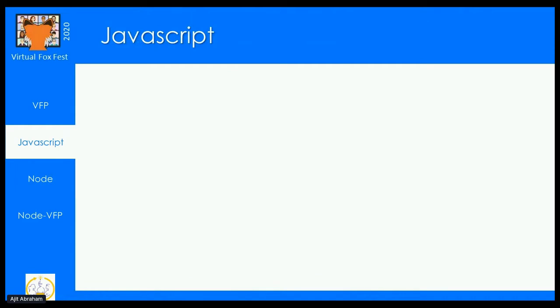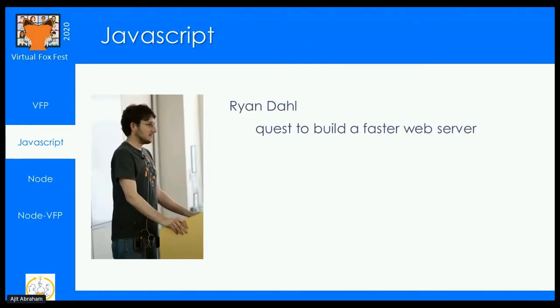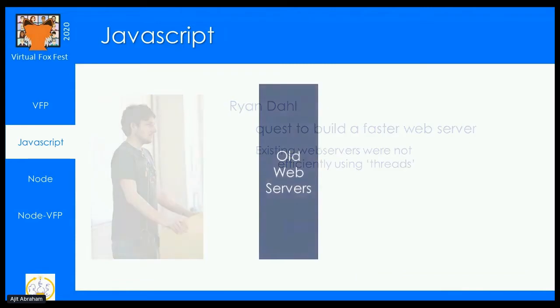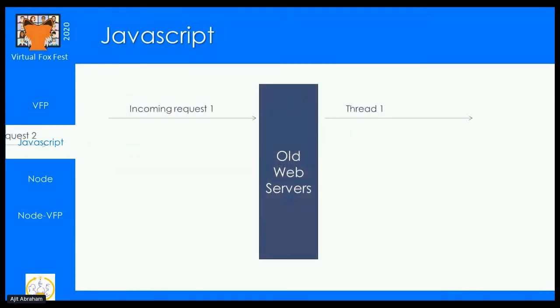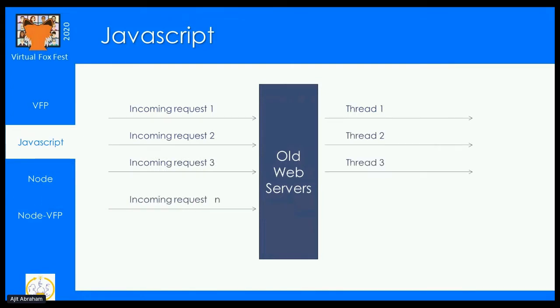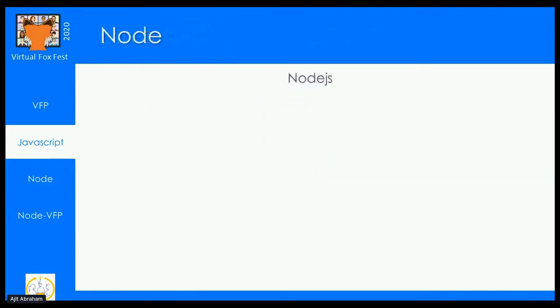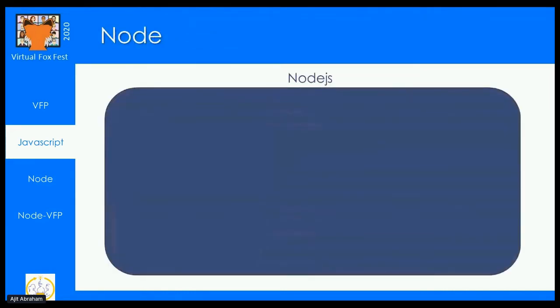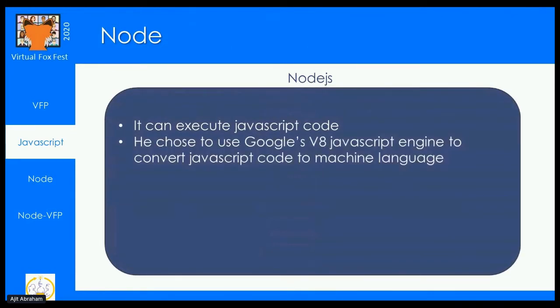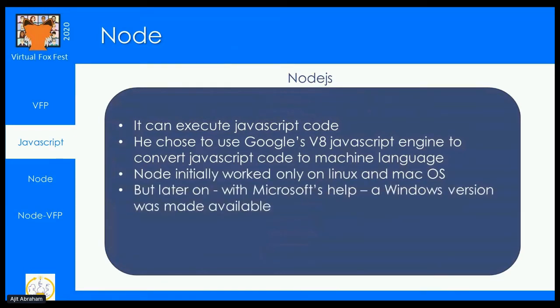So why was Ryan unhappy with those old web servers? Those web servers used a new thread for each incoming request. Ryan argued that incoming requests can be handled by one main thread, and it can hand over any IO or database requests to other threads or child processes. So he created Node.js, which can execute JavaScript code. Just like Chrome, he used V8 as the JavaScript engine. Node can work on Mac, Linux, and Windows.